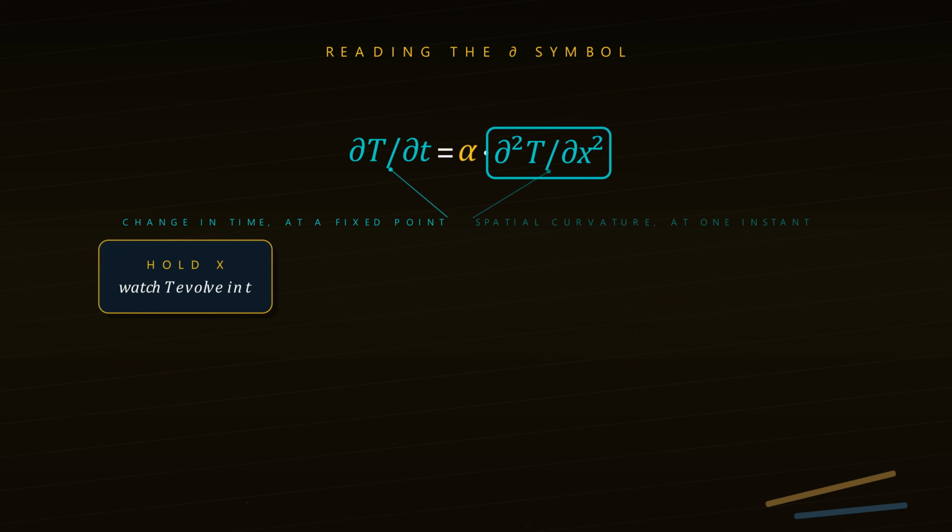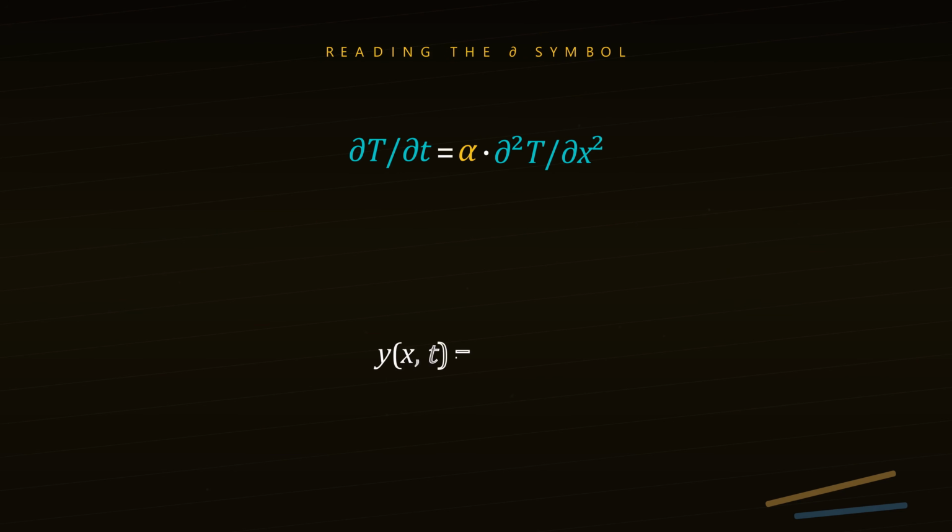The right side, partial squared T over partial x squared, is the second partial derivative with respect to position. This tells us the spatial curvature of the temperature profile at one instant. We hold T constant.